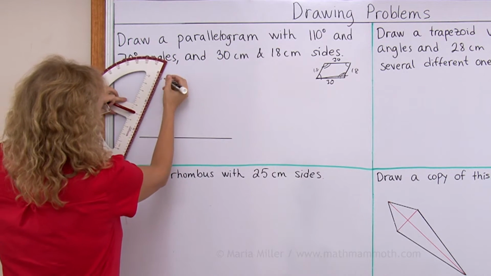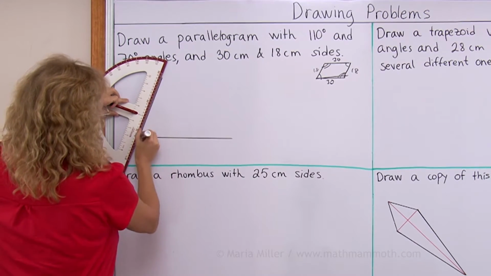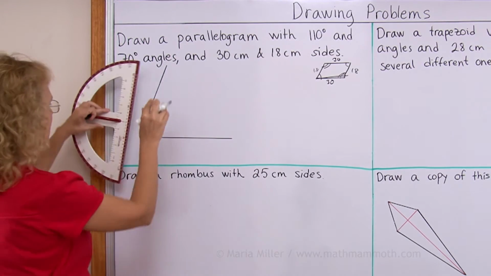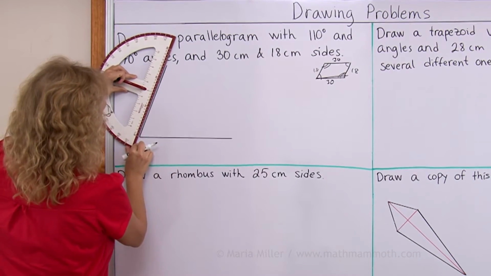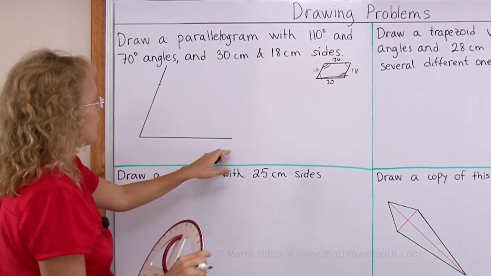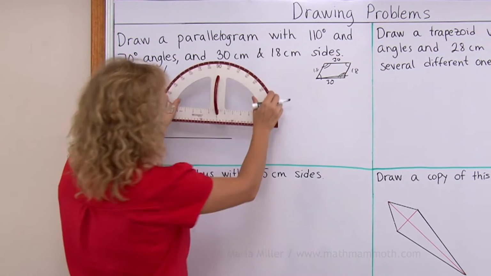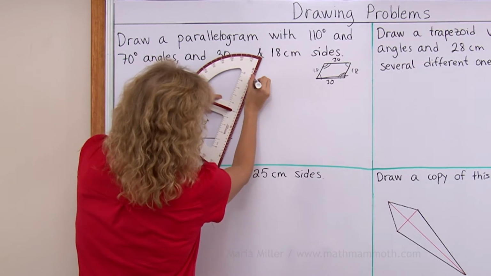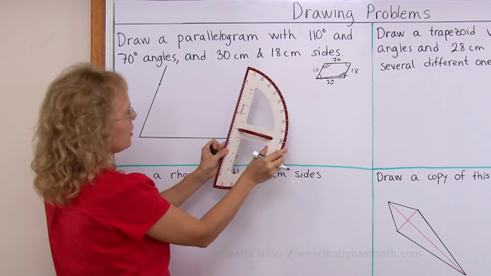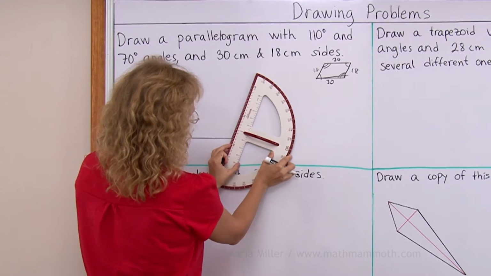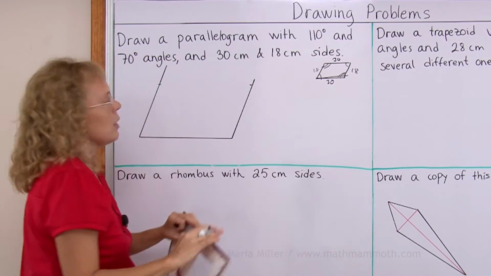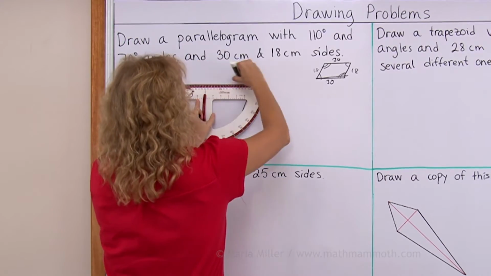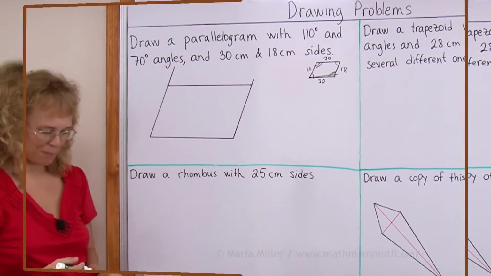70 degrees coming here. Okay, and then I would measure here 18 centimeters. And then the 110 degree angle here. And again measure 18 centimeters. And now draw in the last side. Okay, all done with that.